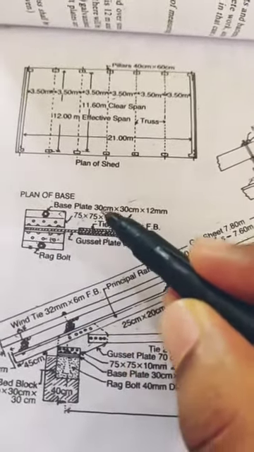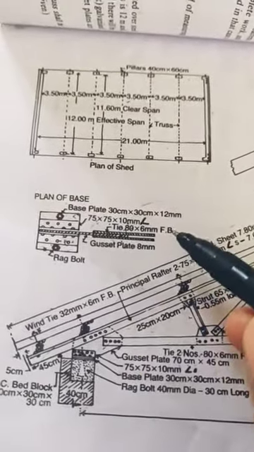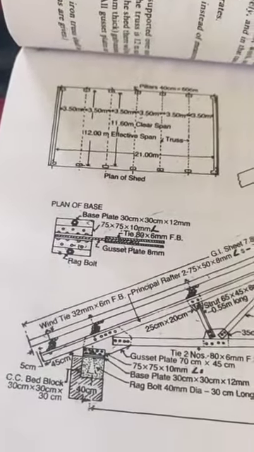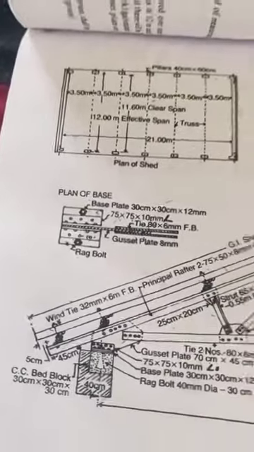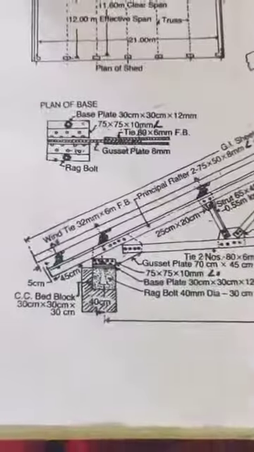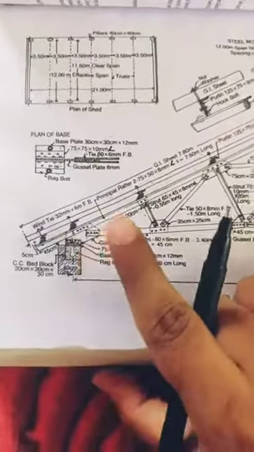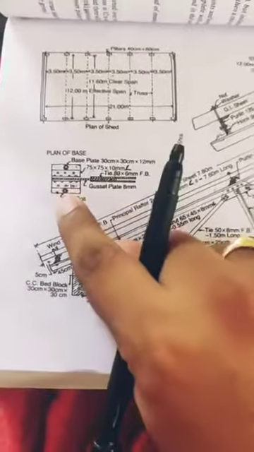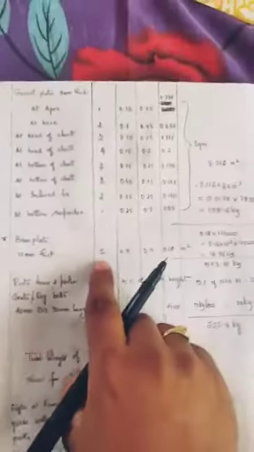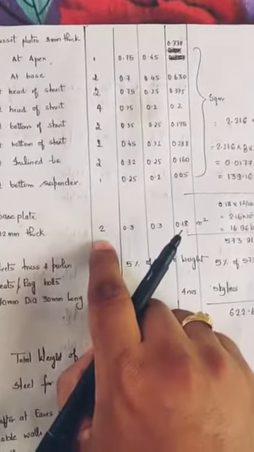Can you see here? Base plate is what size? 30 cm by 30 cm by 12 mm. Right. So base plate is 12 mm thick and size is 30 cm by 30 cm, that is 300 mm by 300 mm by 12 mm. So how many such base plates for one truss? Always remember we are calculating the quantities for one truss. So one base plate on this pillar, one base plate on the other pillar, like here. One base plate on this pillar, one base plate on this pillar. So likewise we have two base plates.